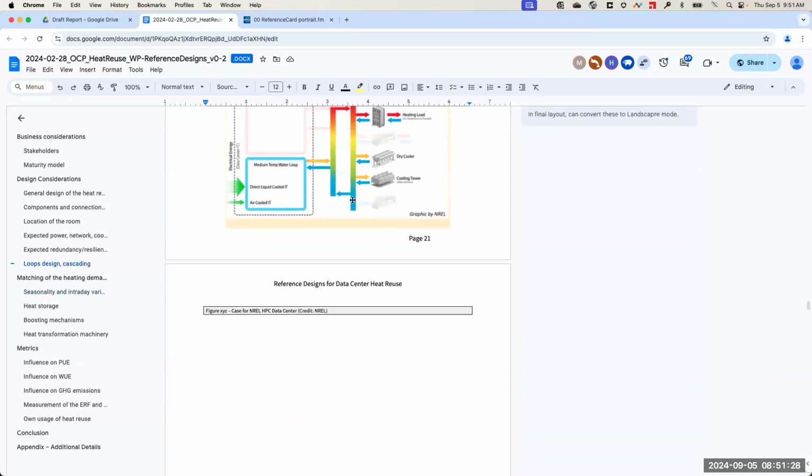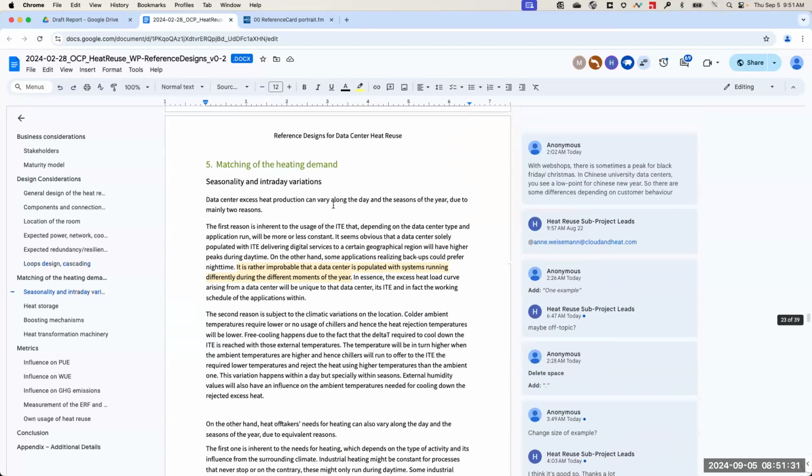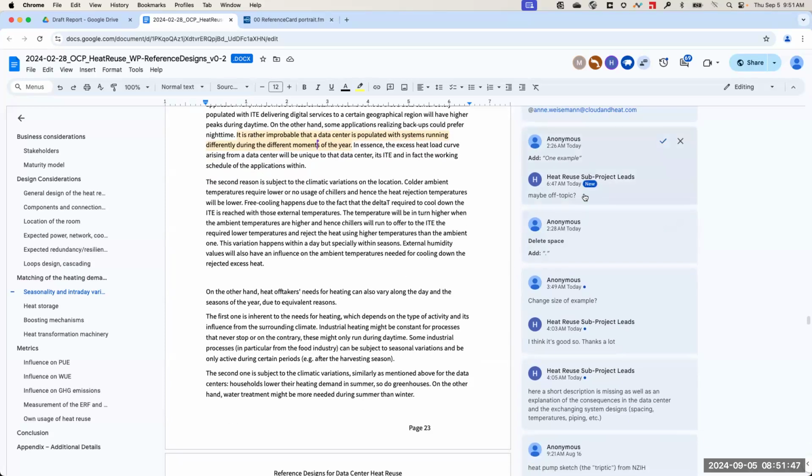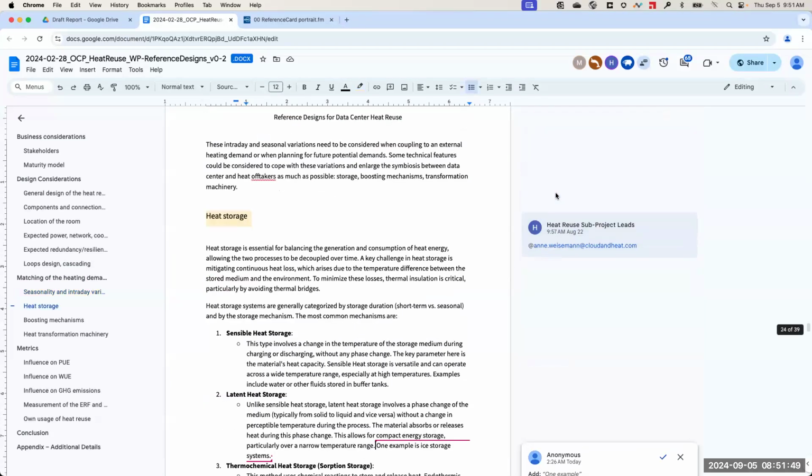So I've got my section here to do a little bit more of. Jumping to section 5 because there's a lot of content that's been added by people, so I appreciate that. And there's some comments, that's mainly what I want to get to. So, trying to see what this maybe off topic is referring to.